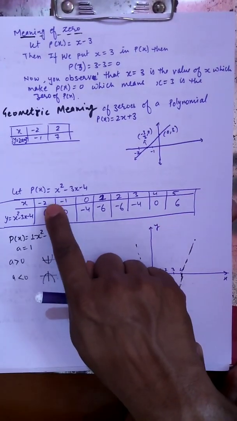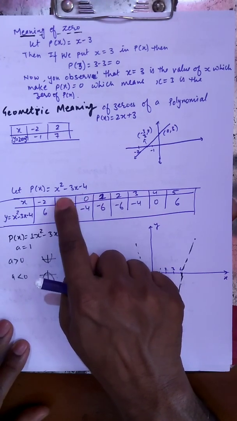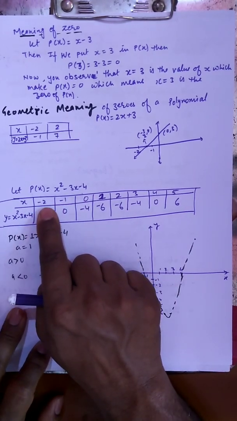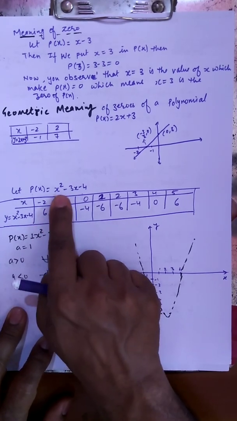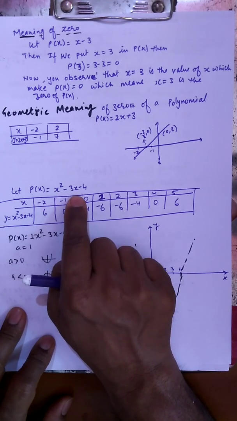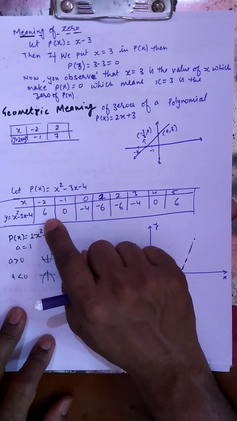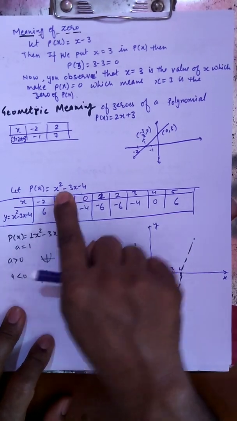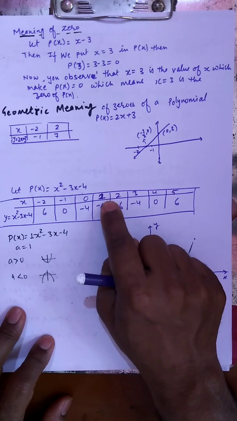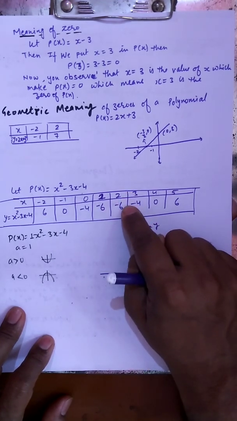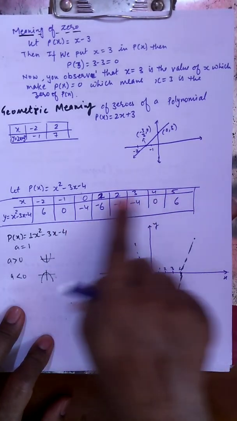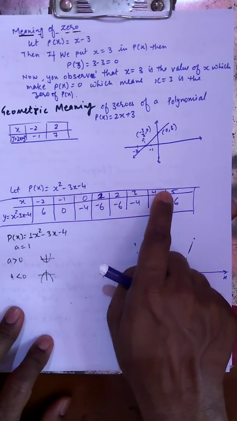Now come to the next. Let p(x) = x² - 3x - 4. This is a quadratic polynomial. I want to plot the graph of this, so I have taken several values. If I take x = -2, then (-2)² is 4, then -3 into -2 becomes 6, and this -4, so it becomes 6. If I put x = -1, then 1 plus 3 is 4, and this becomes 0. If I put 0, it becomes -4. If I put 1, it becomes -6. If I put 2, it becomes -6. If I put x = 3, it becomes -4. For x = 4 it is 0, and for 5 it is 6. You can yourself calculate the values.